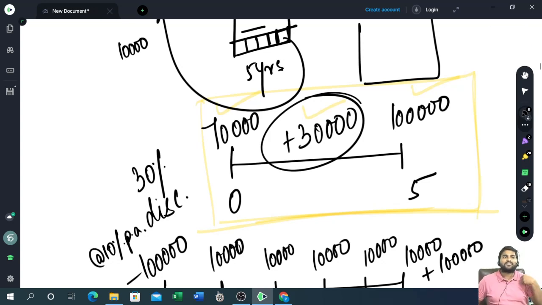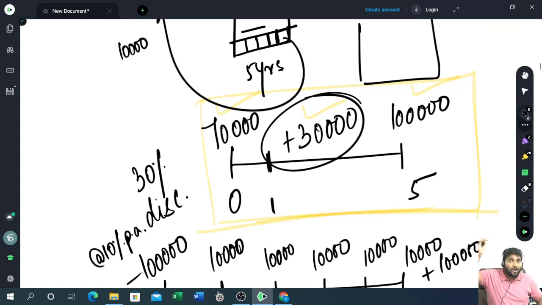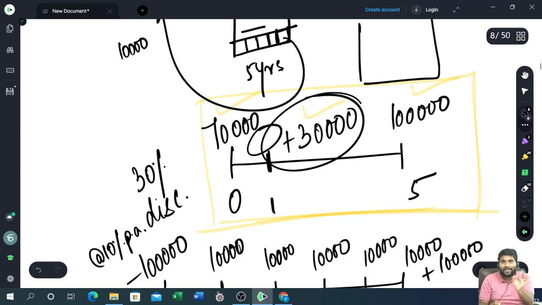Like, I am holding this bond today. I have bought it for 70,000. Now, after 1 year, if I need the money, I'll be selling it to someone. Okay? So, after 1 year, what do you feel? Like, will this 70,000 go up or will it go down? What do you feel? Go up, go down, remain same.